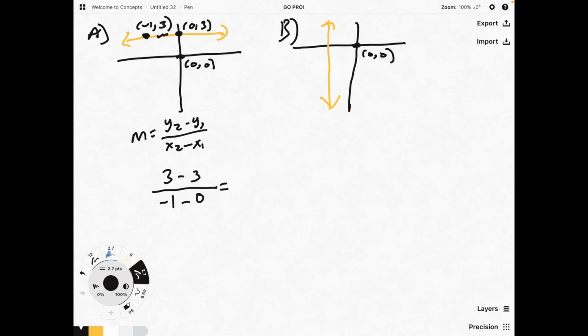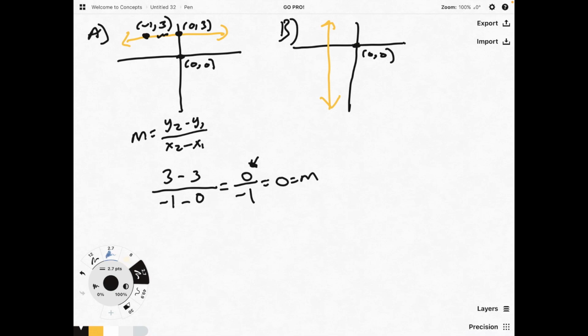When we simplify, we get 0 over -1. And we know that 0 divided by any number is equal to 0. And that is our slope. So this is saying that there is no rise at all. That is what this is telling us. That's saying that it's just a flat line.